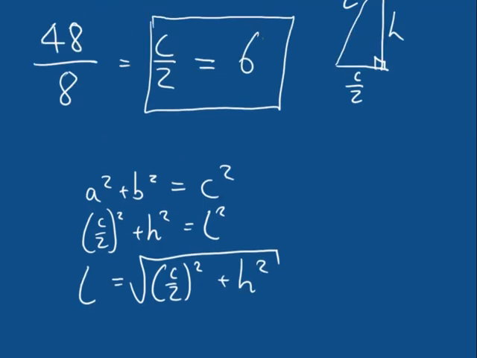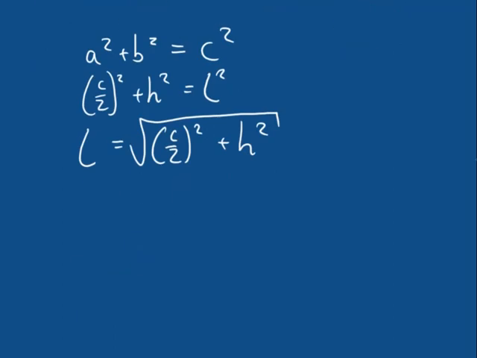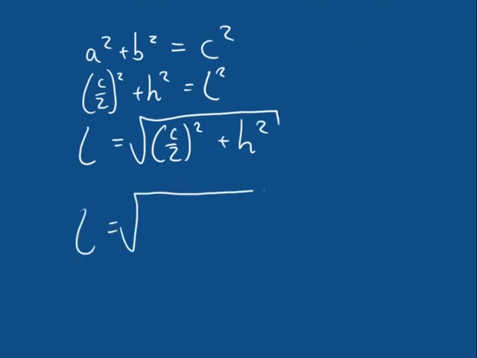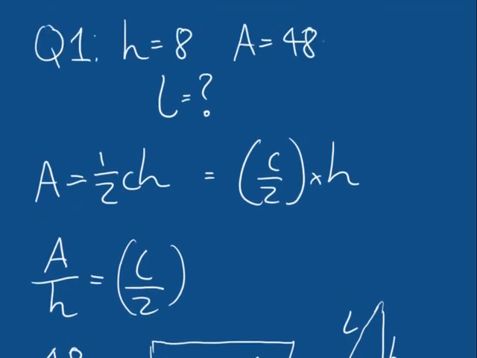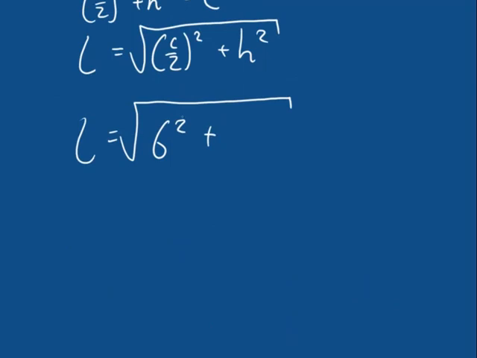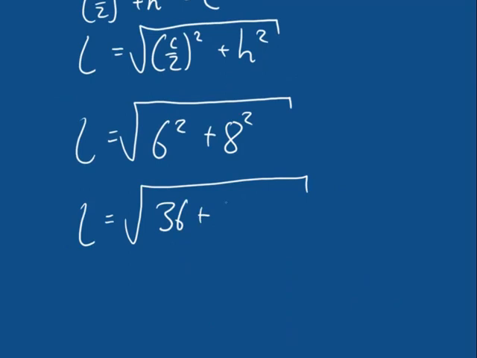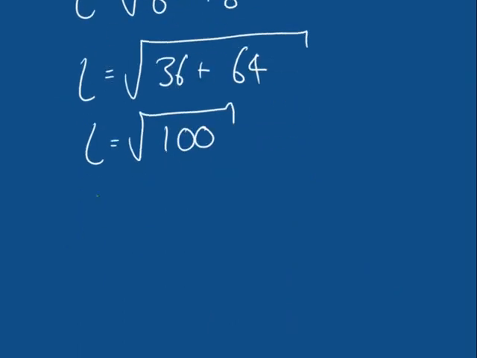We've just said that c over 2 is 6, so L is equal to the root of 6 squared plus, and in the question we were told that h is 8, so L is equal to the root of 6 squared plus 8 squared. L is equal to the root of 36 plus 64. L is equal to the square root of 100, and we know we're dealing with a length, so we're going to take the positive value, therefore L is equal to 10. So you see, it really wasn't that bad.